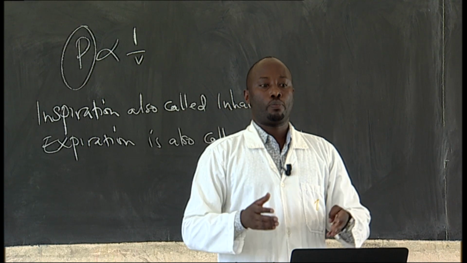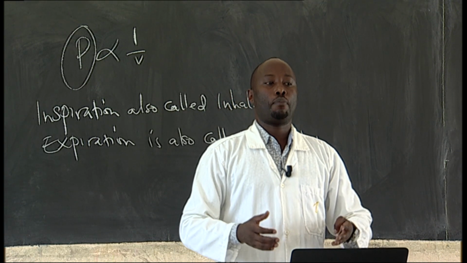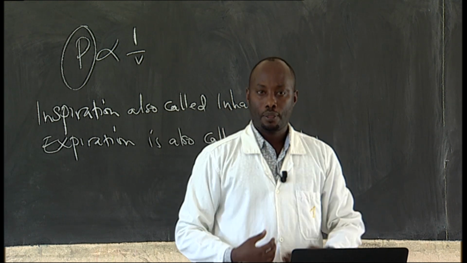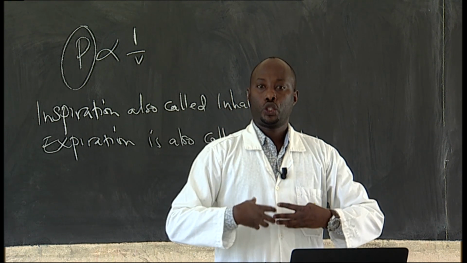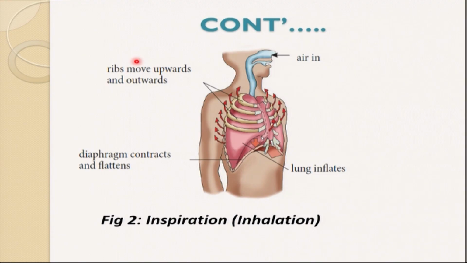While the internal intercostal muscles relax, as I mentioned, this causes the rib cage to move upwards and outwards. And that means the air must be drawn from outside to the inside. We have a diagram. Students, go through the diagram of inhalation, the breathing mechanism. You can see the rib cage has moved upward.